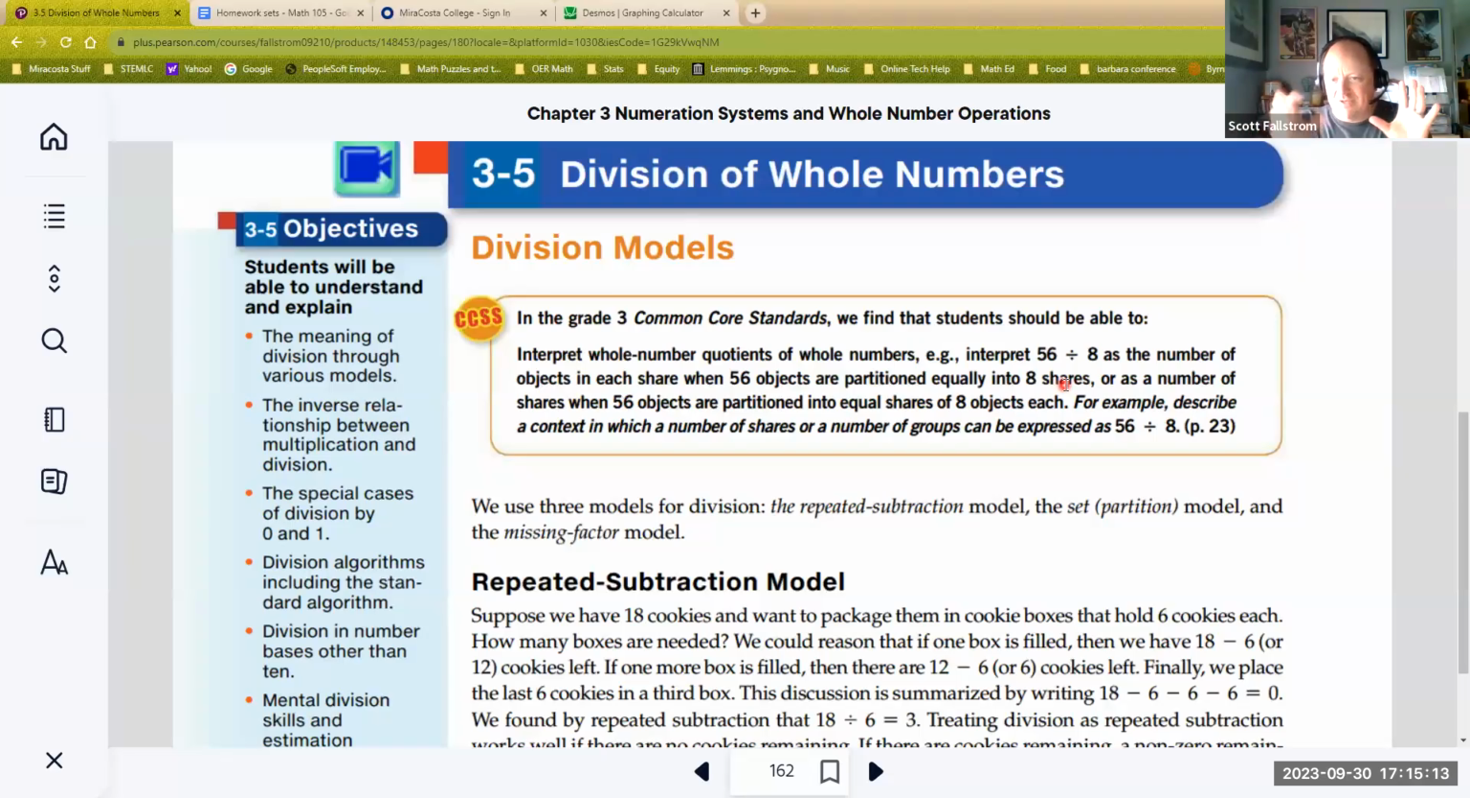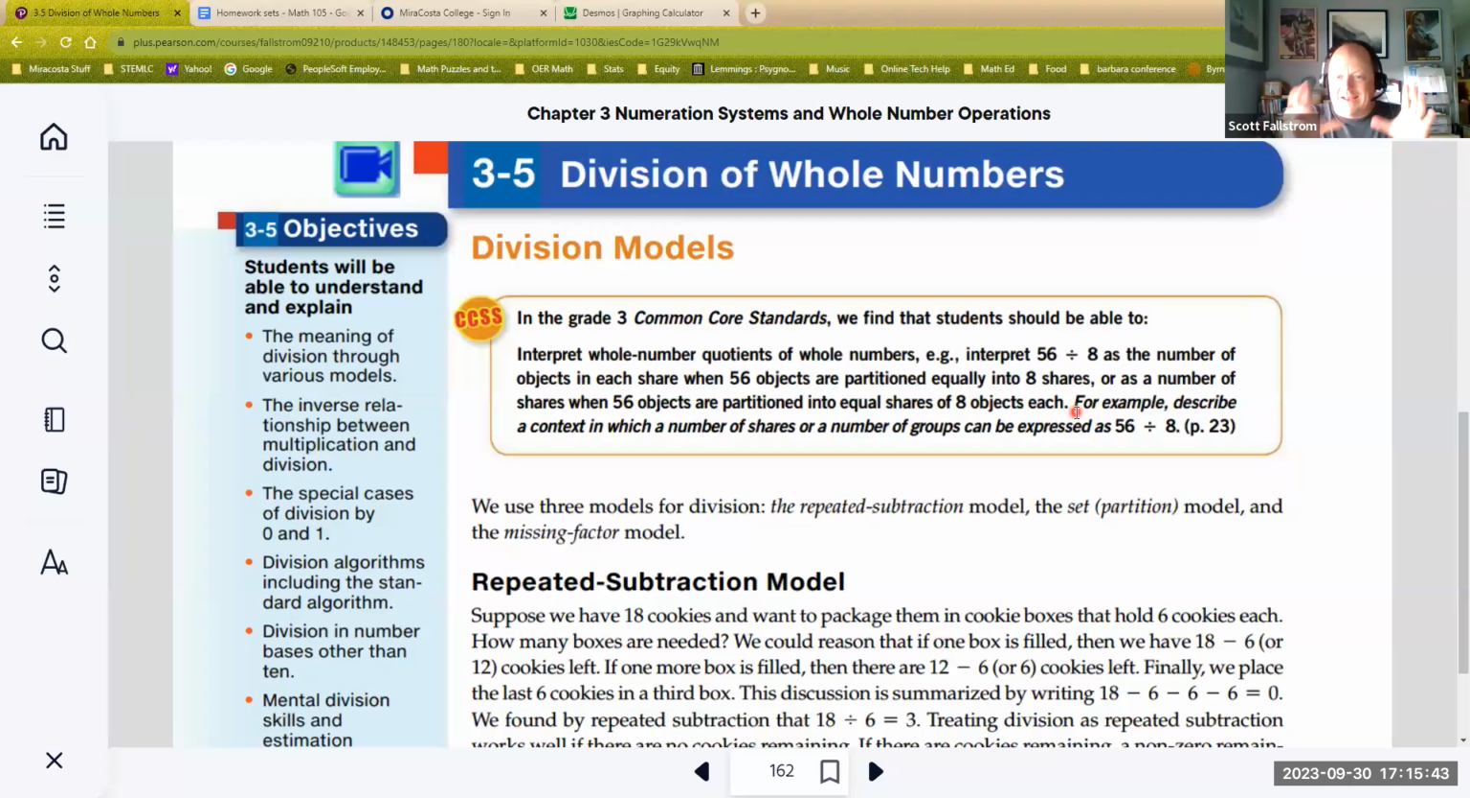Okay. So picture this. I have 56 cookies, right? And I have 8 groups or 8 plates, right? And the question is how much goes on each plate? Okay. Then in this case, 7. Or as the number of groups, they call them shares. Okay, this is the more formal language, but you can translate that for yourself. The number of groups when 56 objects are partitioned into equal shares or equal groups of 8 objects each. That's a much different question.